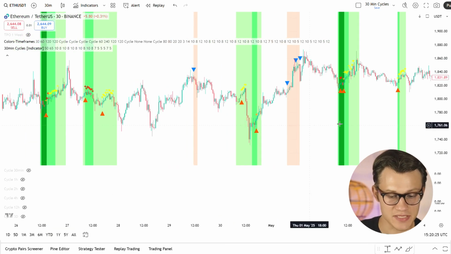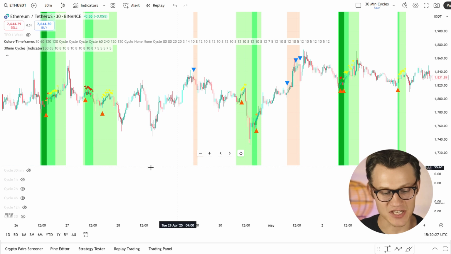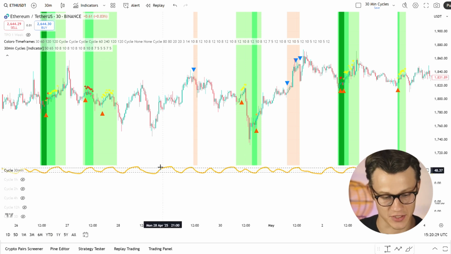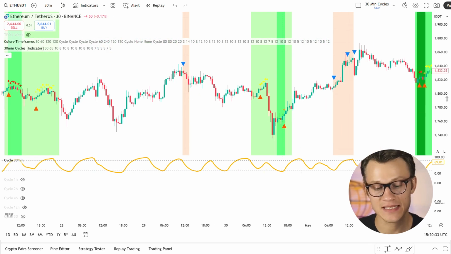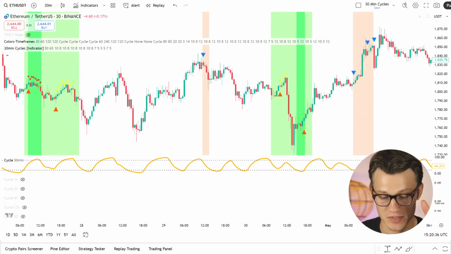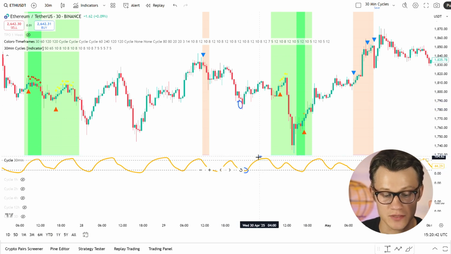Now, I would like to present one by one the indicators that play a huge role in this strategy. The first one is the 30-minute cycle. The 30-minute cycle, that's exactly what it says. It shows a very short price movement. For example, it shows a bottom right here, and it shows the top right here.